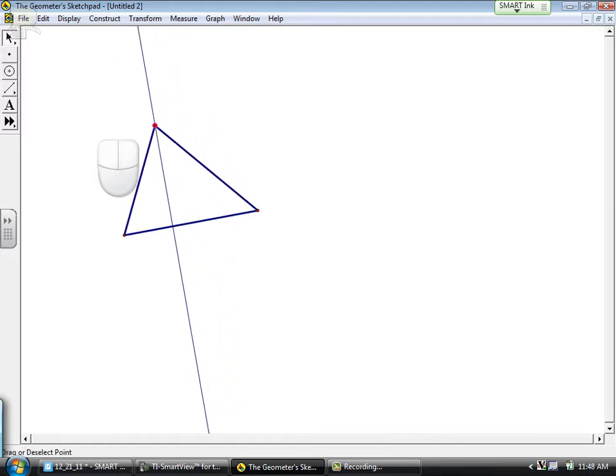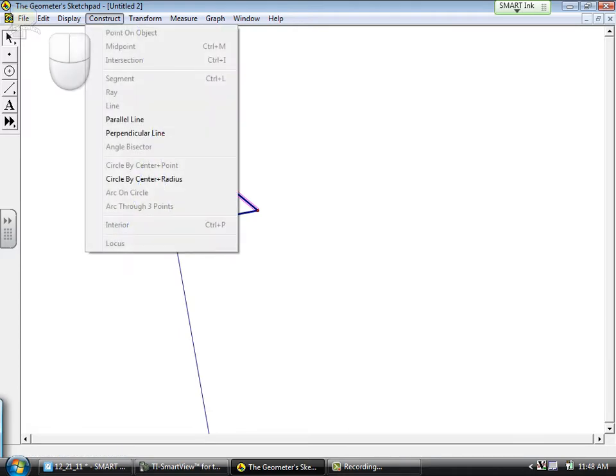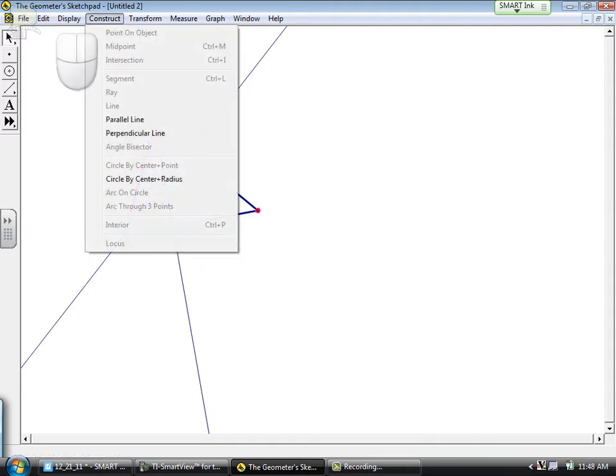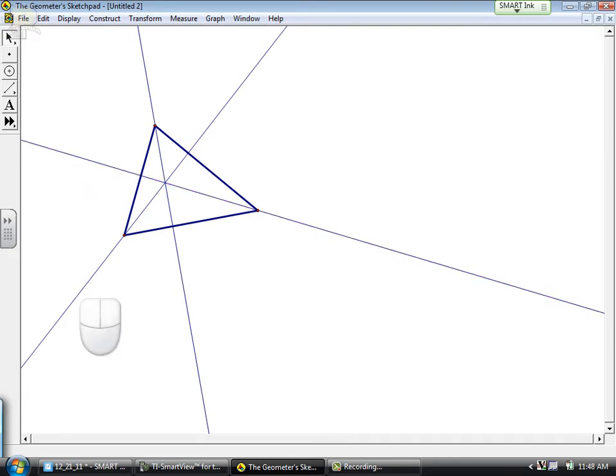Because the computer kind of sees it. Now, let's draw the other altitudes. So perpendicular from this vertex to the opposite side, and finally perpendicular. Now, this point where these intersect is called an orthocenter, and it's not always in the triangle.